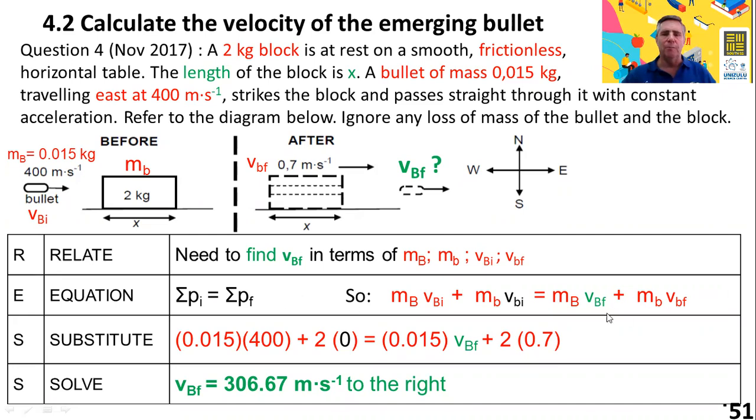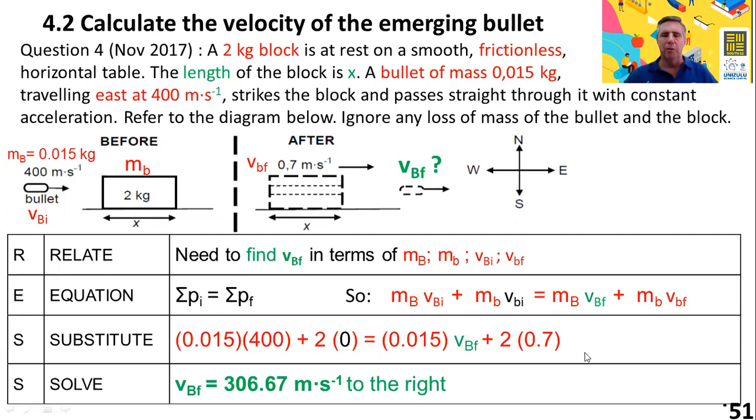So writing it out, for the bullet, mass times initial velocity, plus for the block, mass times initial velocity, which we know is 0, is equal to afterwards mass of the bullet times the final velocity of the bullet, that's what we're looking for, plus mass of the block times final velocity of the block.